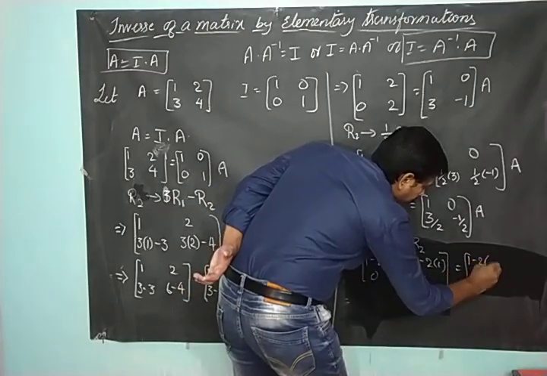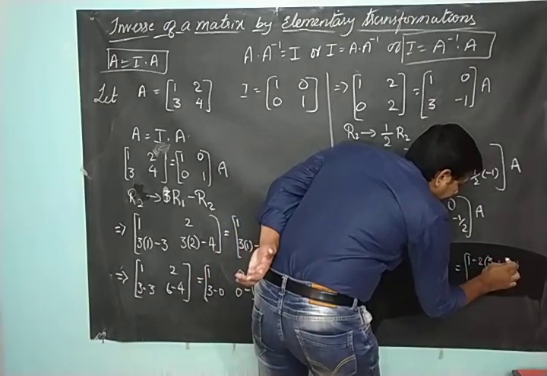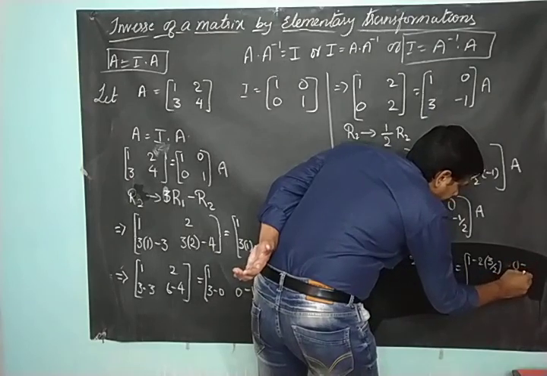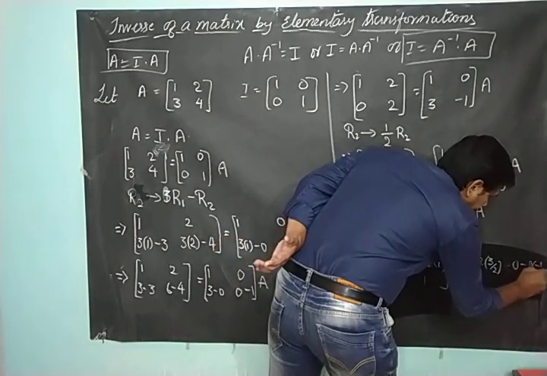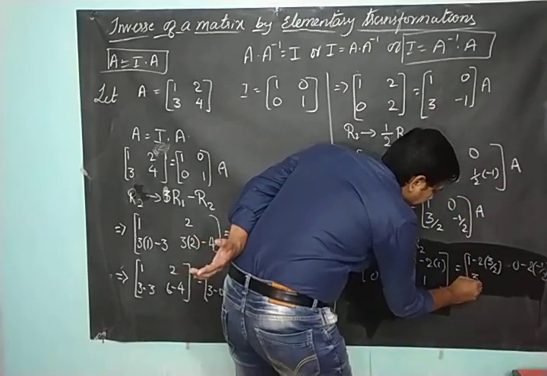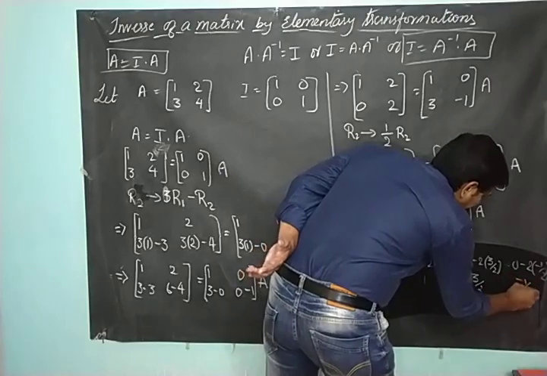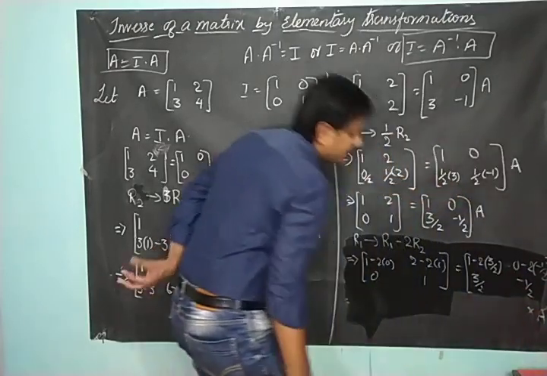1 minus 2 into 3 by 2, 0 minus 2 into minus 1 by 2, and here 3 by 2 into A as it is.